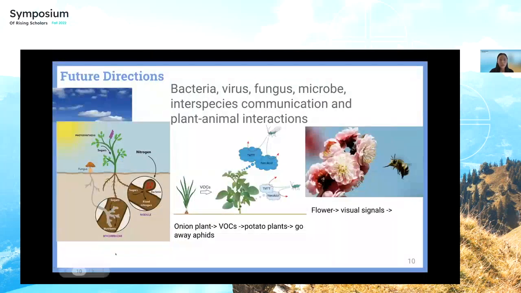Some future directions include studies in bacteria, virus, fungus, and microbe interspecies communication, and plant-animal interactions, which is cross-kingdom interspecies communication. Viruses are actually thought to have some intelligence as well, such as the SARS-CoV virus, which raises the question: is language the equivalent of brain and intelligence? What is even the definition of intelligence? And whether or not humans can communicate with bacteria through chemical signals.